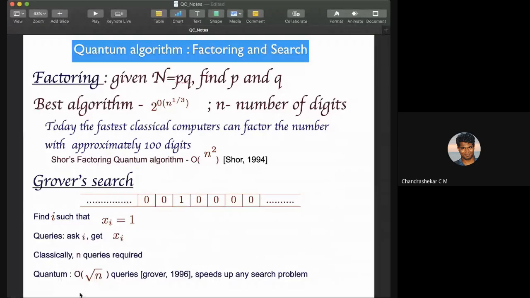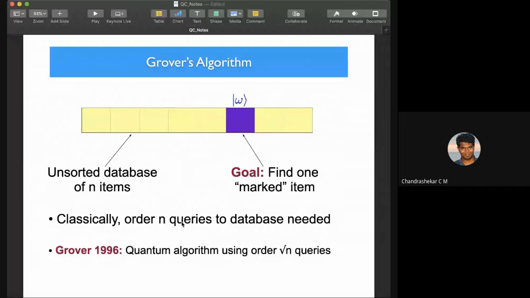But what Grover's search algorithm said is that all you need is root n queries to search for this information, which is quadratically faster than any classical known algorithm existing today. So that's what we said: Grover's search algorithm can search things faster than any classical algorithm which exists. The steps of Grover's search algorithm are in the next slide.